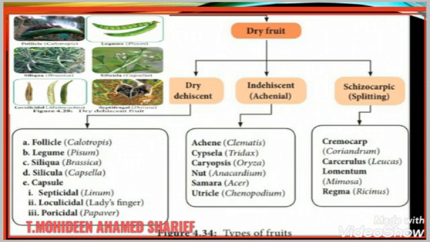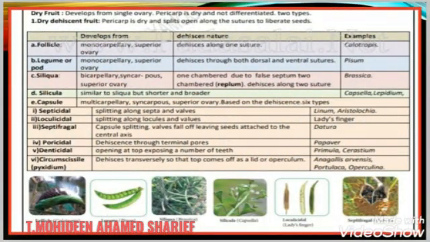Next one is capsule. Fruit develops from multicarpellary syncarpous superior ovary. Based on the dehiscence pattern, they are divided into 6 types. They are septicidal, loculicidal, septifragal, poricidal, denticidal and circumscissal. In septicidal, the capsule splits along septa, and walls remain attached to septa. So likewise, this is how they are separated.